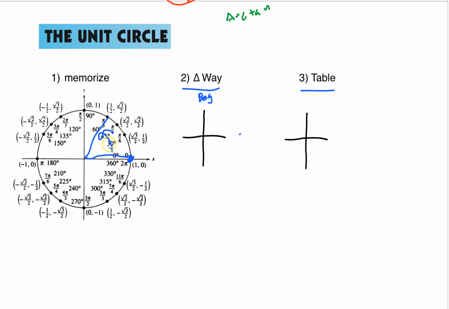Negative angle, you go down. Let's say I wanted to go negative 60. Right? So negative 60 would be go down to like here, because 360 minus 60 is 60. And that would be a negative angle. That's the way you kind of move.